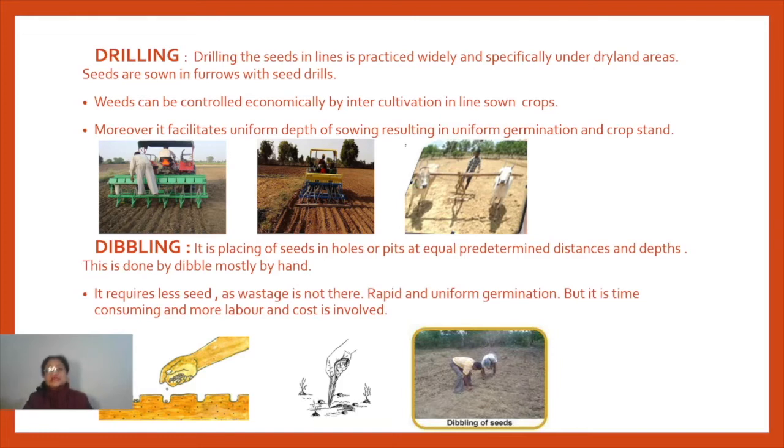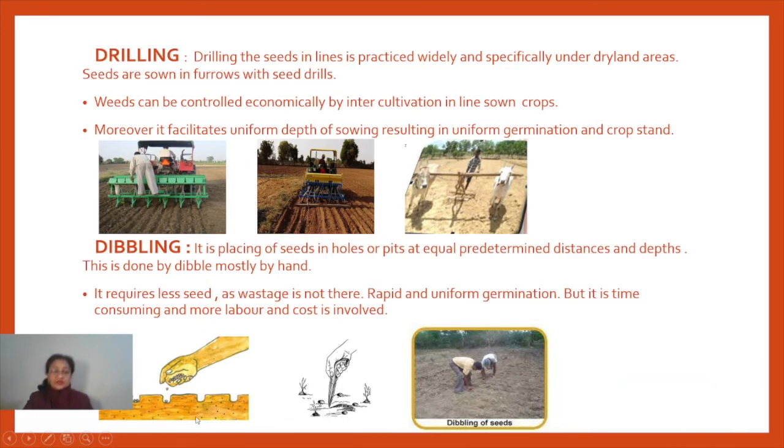Now in this, weeds can be controlled economically by intercultivation in line sown crops. Number two is that it facilitates uniform depth of sowing, resulting in uniform germination and crop stand. So it is a better method than broadcasting. No doubt it is a better method. It is done especially in the areas where poor farmers are there. That is the third picture you can see in this method also. The people do it, or with the help of tractors and all, they do the drilling, right? So this is the second method.